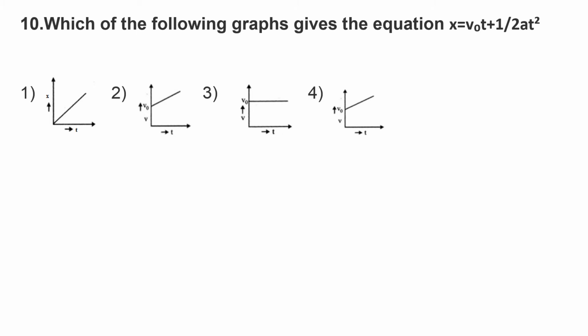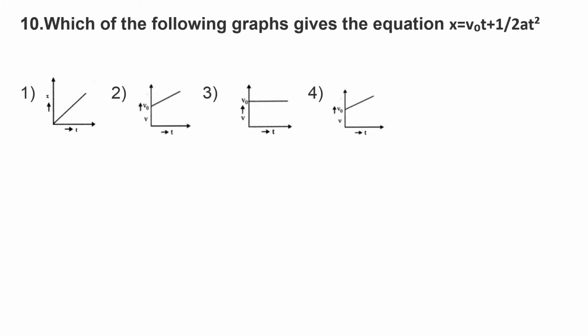So in the first graph, x varies with time. It is an object which covers equal distance in equal intervals of time. So that is uniform velocity, not uniform acceleration. If there is uniform velocity, there is no acceleration. So the first graph is wrong because in this equation there is an acceleration term a.